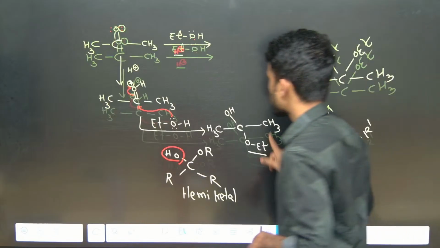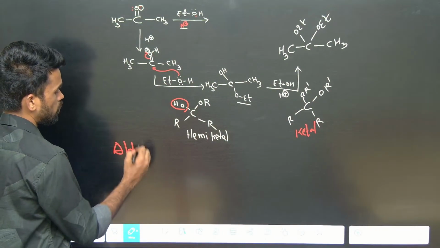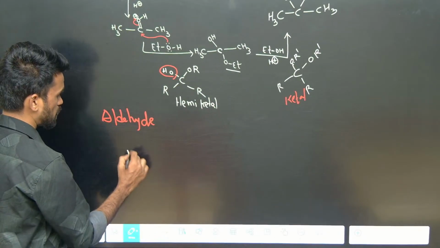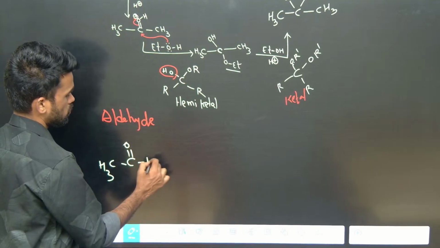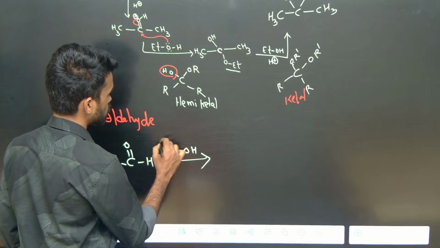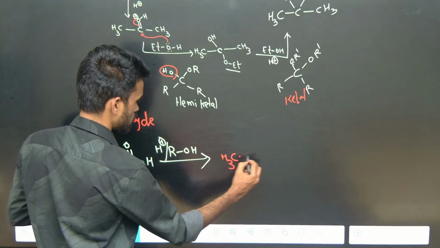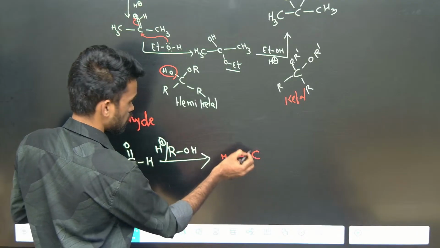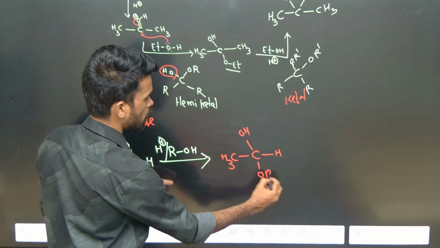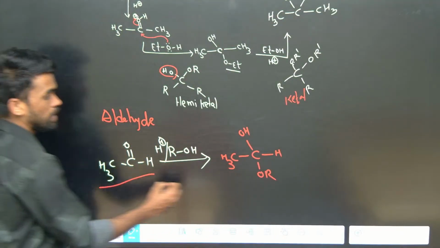Similarly, if it is forming from an aldehyde, I am taking an aldehyde here, C double bond O, CH3, H. So tell me what happens if I add one alcohol in acidic medium? What will it form? I will write here CH3, C, OH and this hydrogen as it is, and this becomes OR. This is an aldehyde now, so you will get hemiacetal.